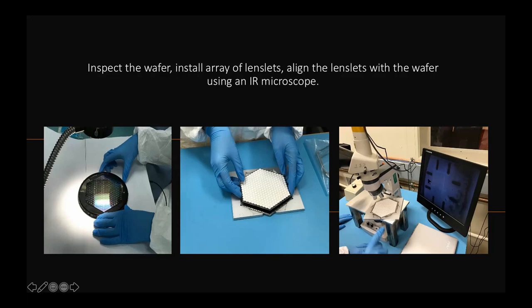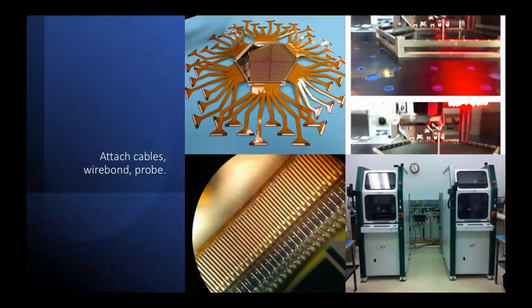So here's what I'm looking at to move the lenslet array gently to make these fiducials align with that tic-tac-toe mark that's on the wafer. So one pattern's on the wafer and one's on the lenslet array. And then once it's all aligned, then I would very carefully clamp everything together.